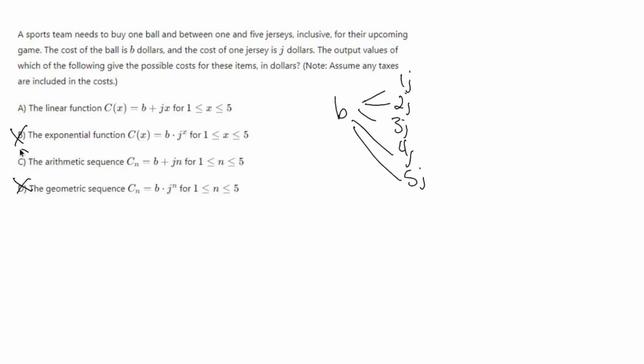So we are going to go with C here, because when you deal with arithmetic sequences, you only care about integer terms. And in this case, if we're buying jerseys, we only care about integer jerseys. A linear function allows for decimals and stuff like that. So in this case, even though A looks like it would be a legitimate option, it's not. So we're going with C.